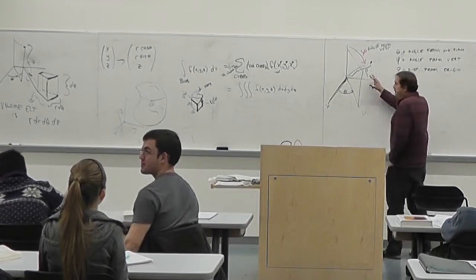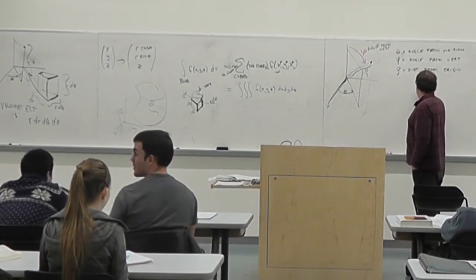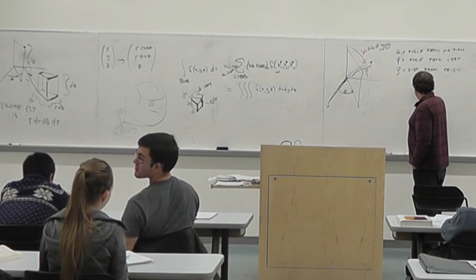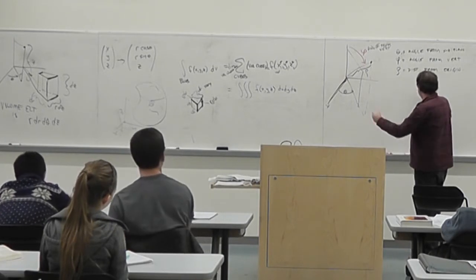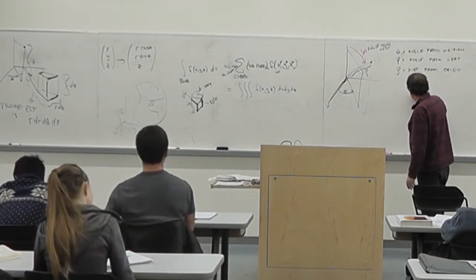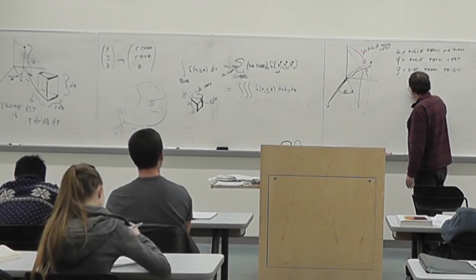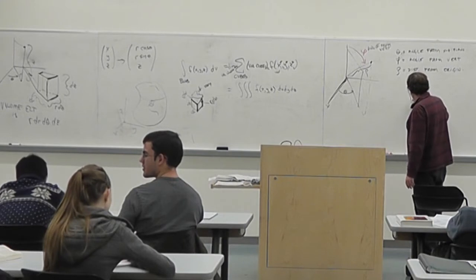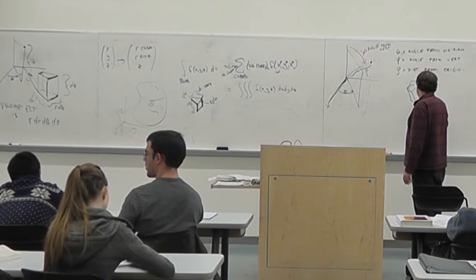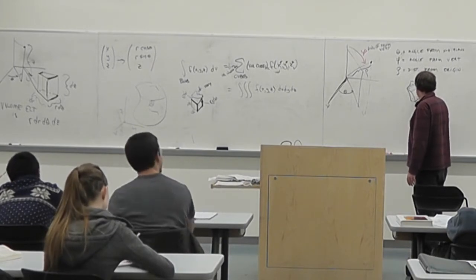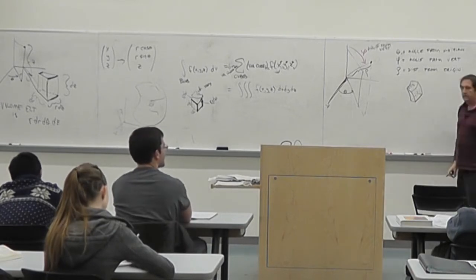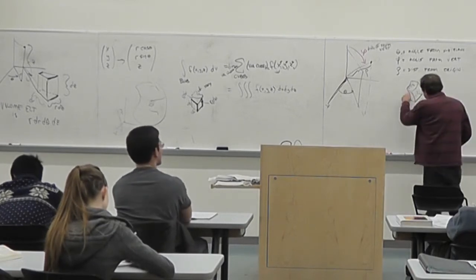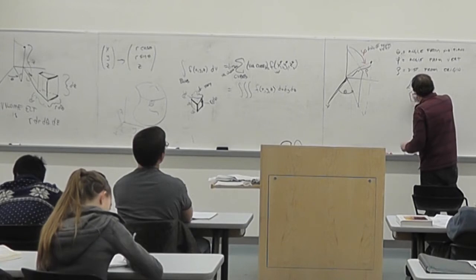My volume element in this, probably not going to be able to draw it, but imagine a big sphere, and I'm going to take a little chunk of it. A little chunk of a sphere in all the dimensions. This is supposed to be the angle. Sorry. That's supposed to be the angle.